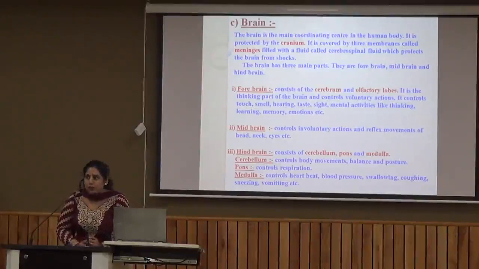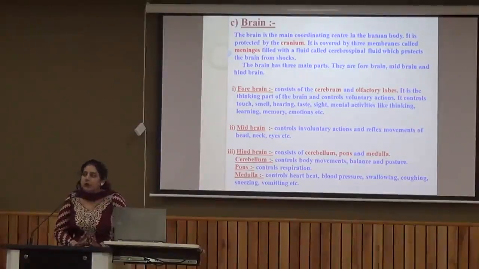Now what kind of shock are we going to get? Sometimes we are hit by something very hard or somebody hits us on our head, nothing will happen. Why? Because this fluid which is present, which is called cerebrospinal fluid, it protects us from all those shocks as well as it maintains the fluidity of the meninges.